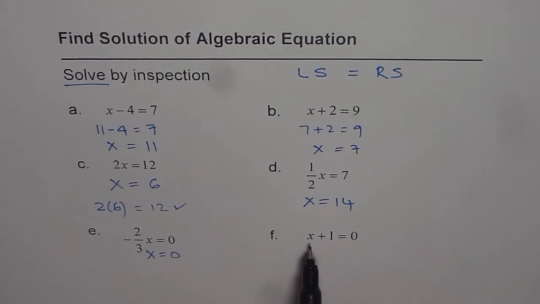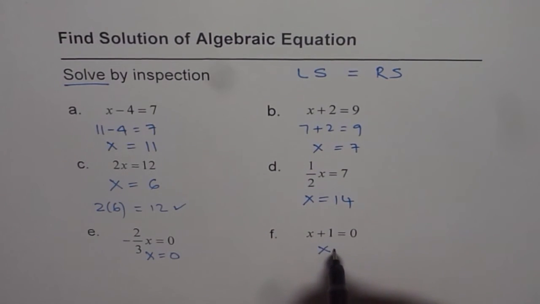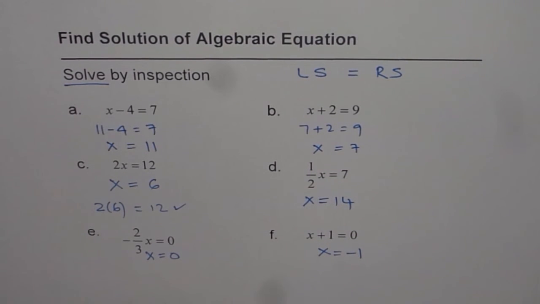Last one is x plus 1 equals to 0. Now what should you add to 1 so that you make it 0? Well, the number minus 1, of course. So x equals to minus 1 becomes this solution. So that is how we can solve simple equations using inspection method, right? And it's always good to check your answer also.